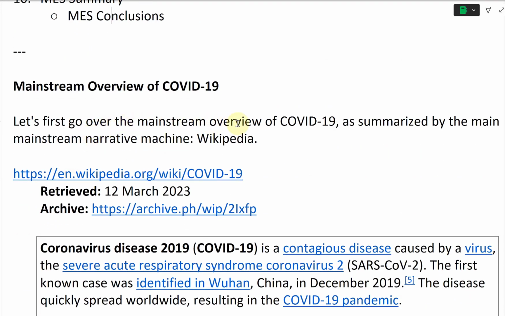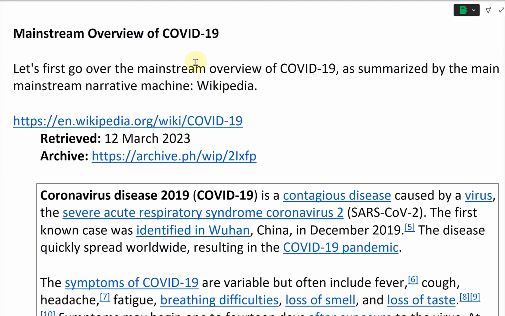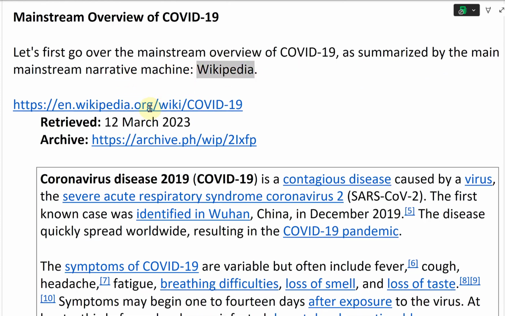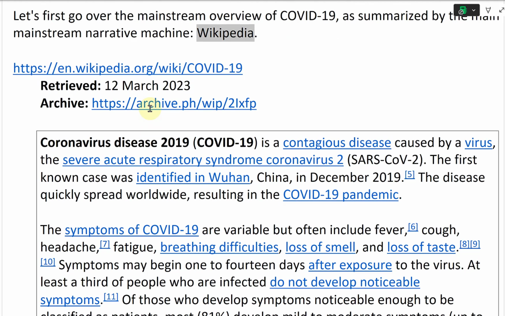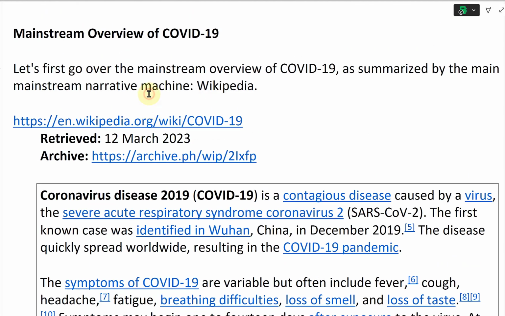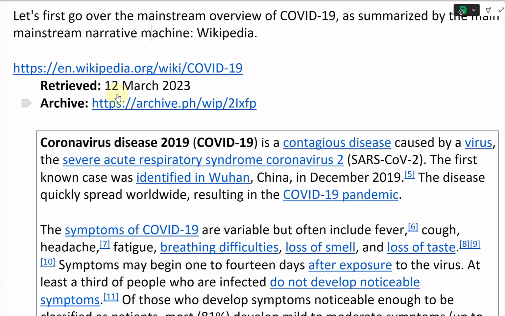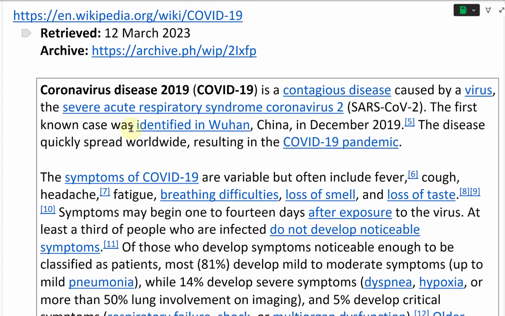So let's first go over the mainstream overview of COVID-19 as summarized by the mainstream narrative machine, which is Wikipedia. Yes, if you want a mainstream narrative on anything, just go to Wikipedia and it will tell you that. Although ChatGPT is right up there too now. So Wikipedia right here. Yeah, basically, just starting over here.